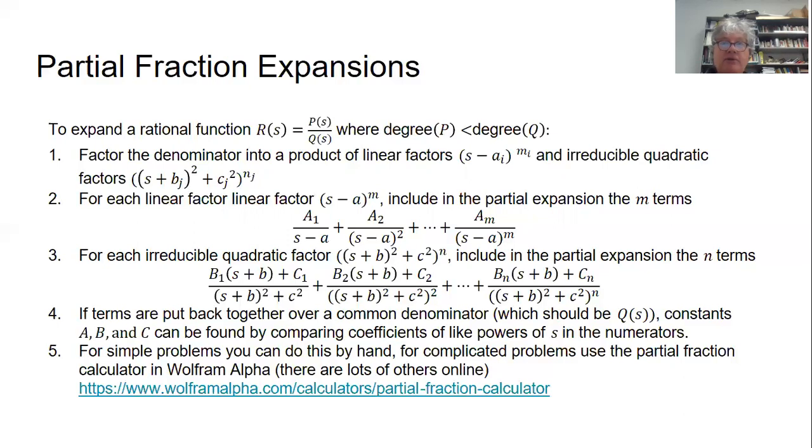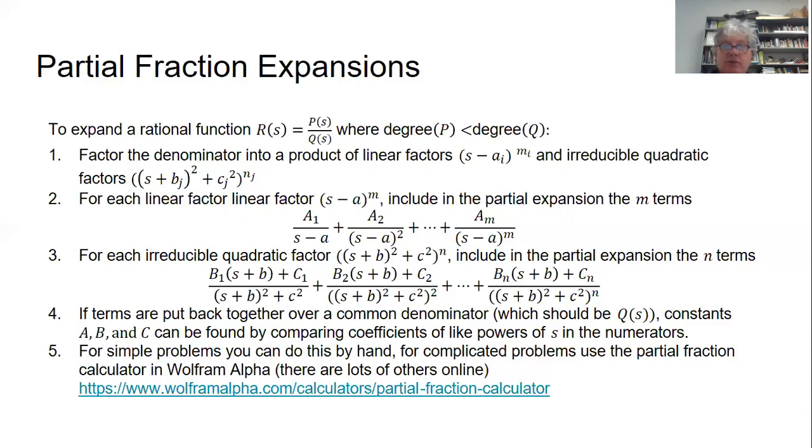Over the reals, you can factor any polynomial, remember, into linear factors and irreducible quadratic factors. I've written my irreducible quadratic factors as s plus b squared plus c squared. I just completed the square, and you can see that that is, in fact, irreducible. Now, for each linear factor, s minus a to the m, in the partial expansion you're going to get m terms. So you're going to get a1 over each progressively increasing power of s minus a.